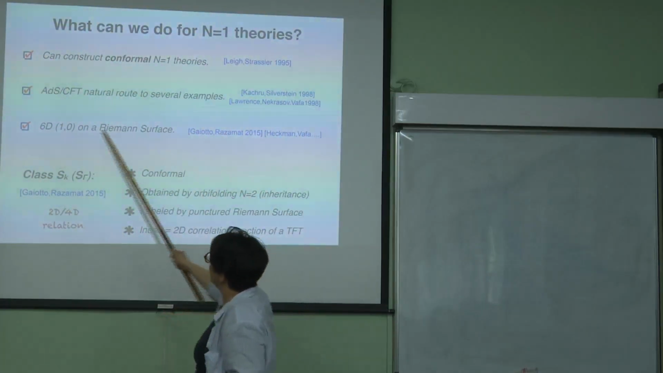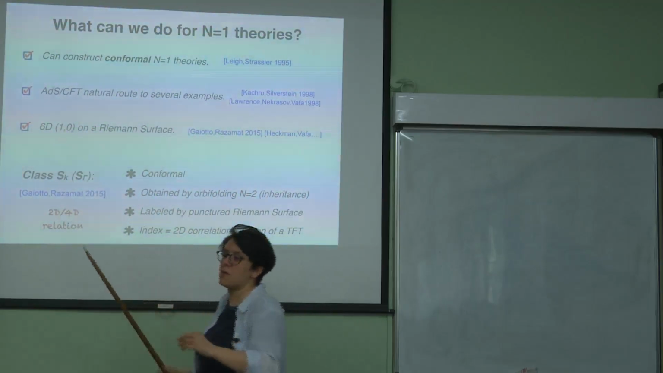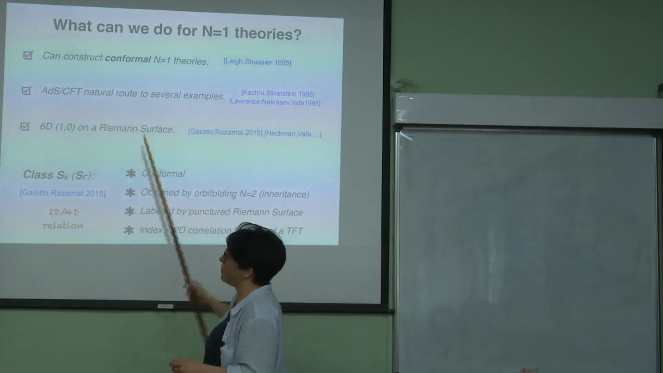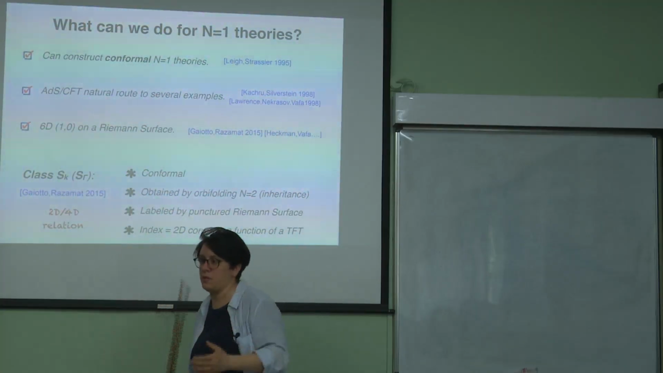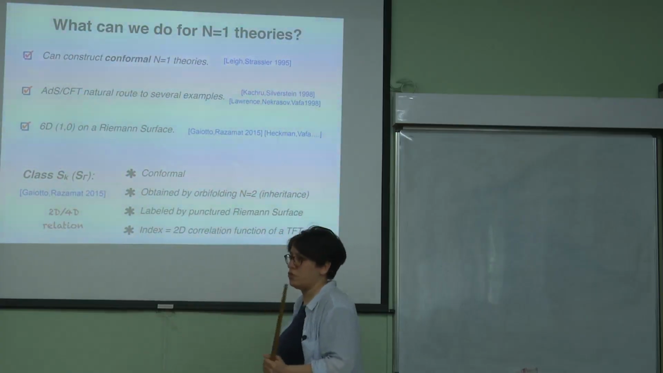Now what people are doing, they take the 6D (1,0) theories. There is supposed to be a classification if you believe in F-theory, that F-theory knows everything. You put them on Riemann surfaces, and you are supposed to be getting a huge class of N=1 theories in 4 dimensions.